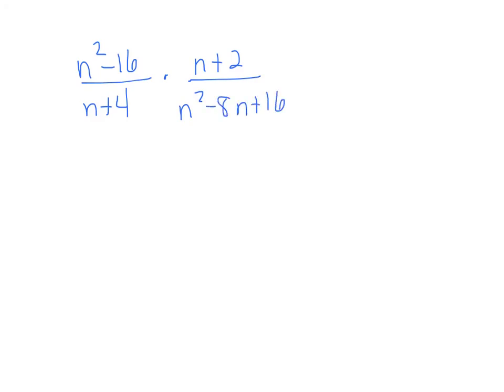So I would like for you to try one on your own. I'd like for you to try n squared minus 16 over n plus 4 times n plus 2 over n squared, actually we're going to make that a minus, sorry, minus 8n plus 16. If you would please pause the video, work that out, see if you can do it, and when you press start, we'll talk about the answer.